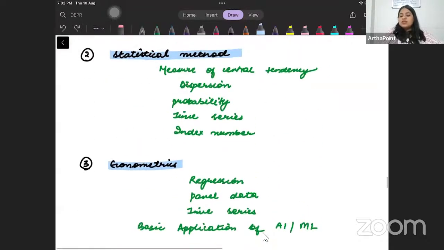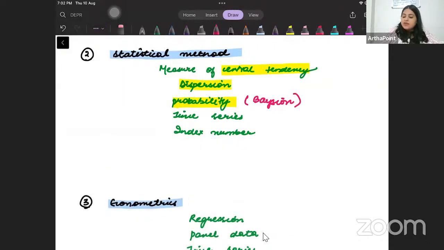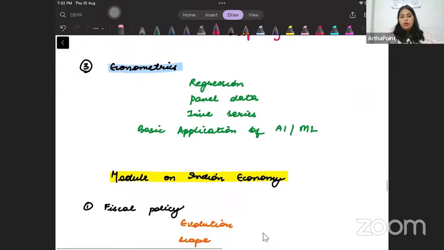Next, we talk about the statistical methods. And when we talk about statistical methods, we have the measure of central tendency, mean, median, mode, then dispersion, variance, standard deviation. Then we have probability. Okay? Isme, for example, the Bayesian formula is very important. Time series and index number. So beta, again, index number is very important. What is Paasche's index? What is Laspeyres? Okay? What are the different kind of index, etc. They are also very important.